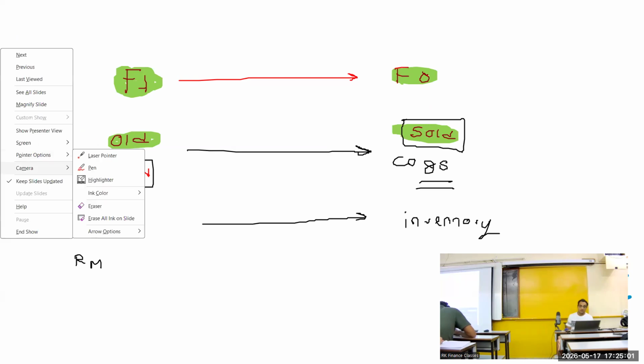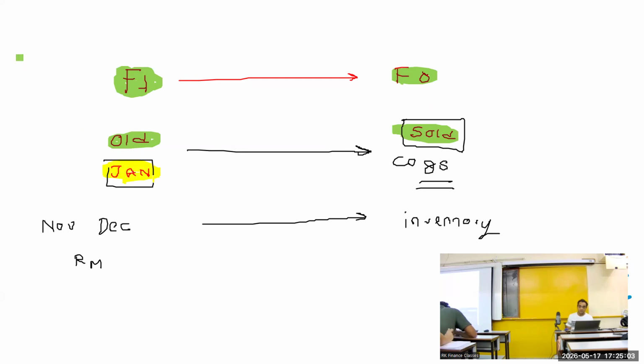Old means January and sold means cost of goods sold. So January would be found in COGS. I mean, raw materials purchased in January would be found in COGS. Similarly, let's look at LIFO.